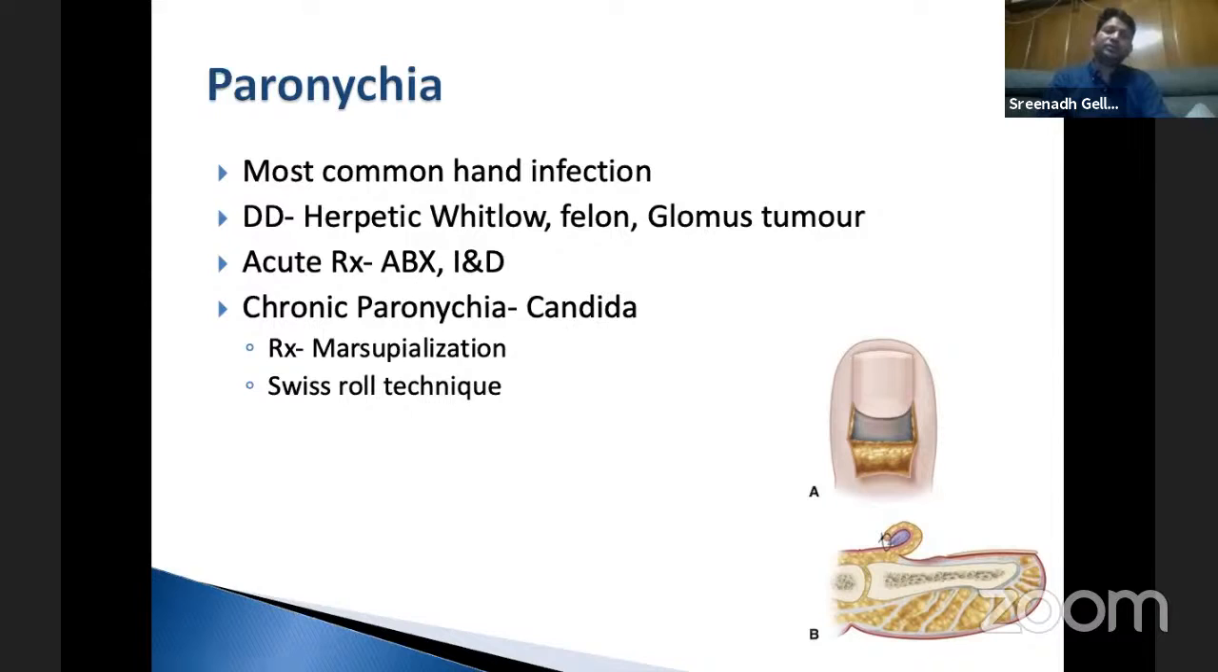And the treatment options are marsupialization. As you can see, marsupialization means, I'm pretty sure you all know, they take a piece of U-shaped tissue at the base and they excise it. And the other technique that we can use is the Swiss roll, that is open it up, roll it up, and suture it so that the base is exposed and the infection is cured at a later time, and you can release it later on.